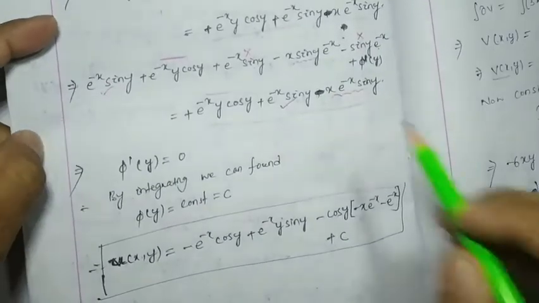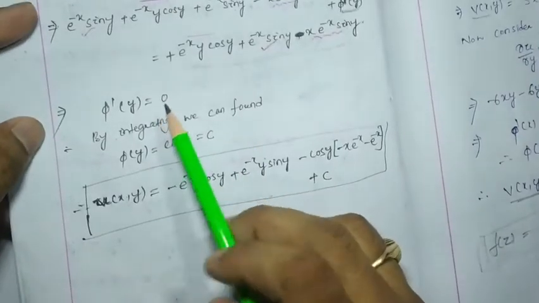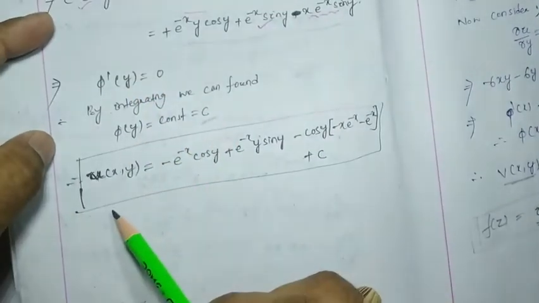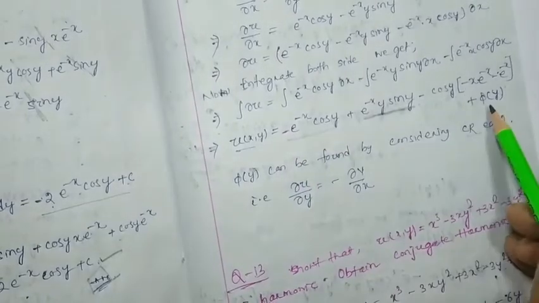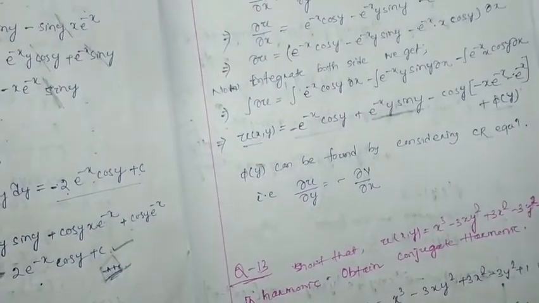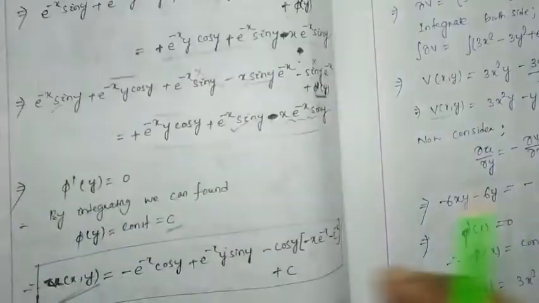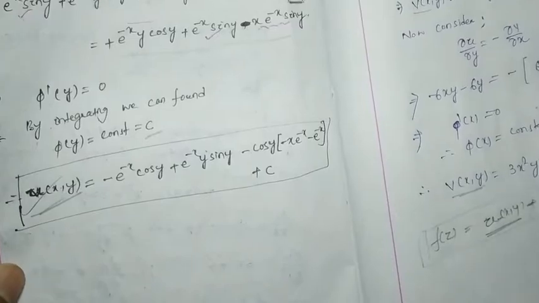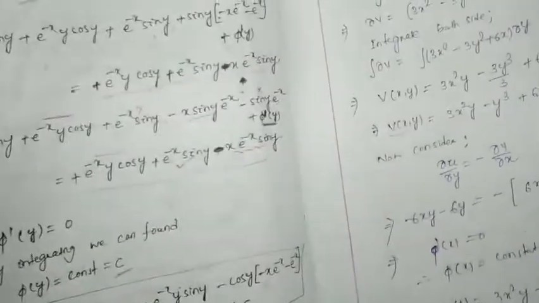So we found that phi dash y will be equal to 0. So whenever we integrate both sides, we find phi y equal to constant. So hence u x y will be this much, phi y is nothing but your constant. So this will be your u x y. So correct it, whatever you may have written in your notes, you just correct it.